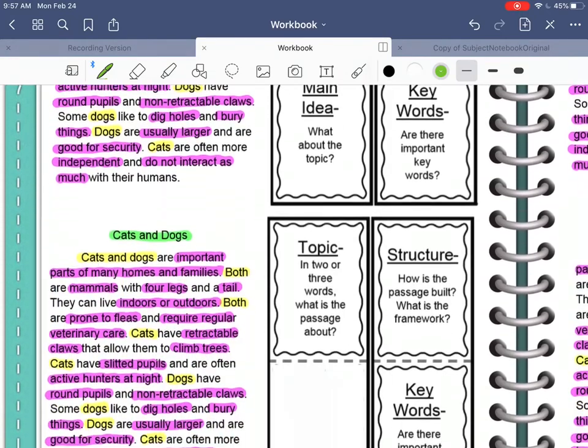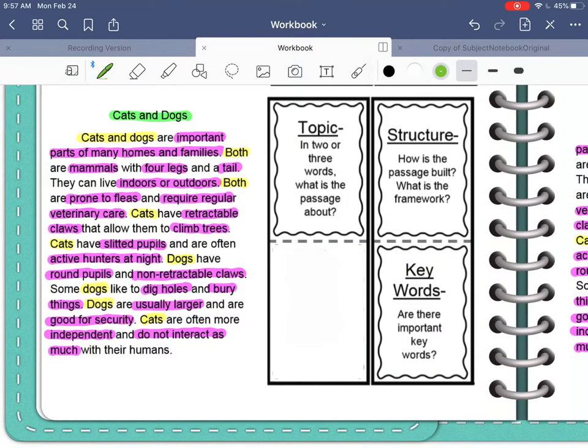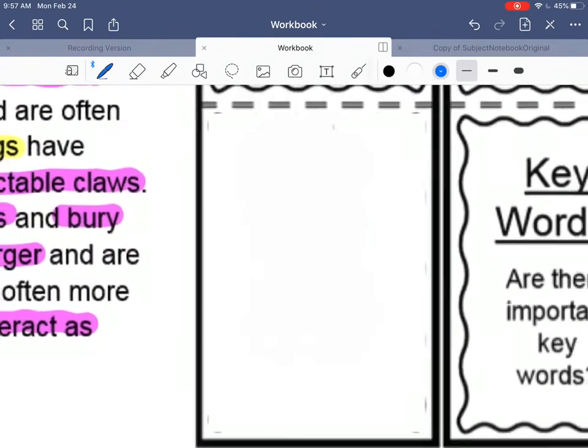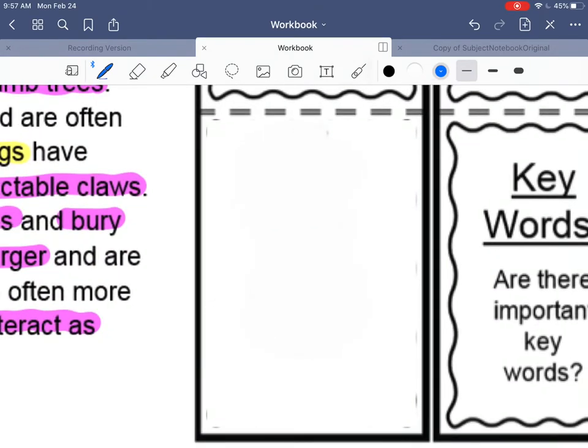Okay, the main idea of this one was a little more difficult because it was not clearly stated. And we did already identify that main idea. I'm just going to write it in here the way we identified it earlier. I'm not sure this is word for word, but it's close enough. Cats and dogs, that's our topic, are alike in some ways.